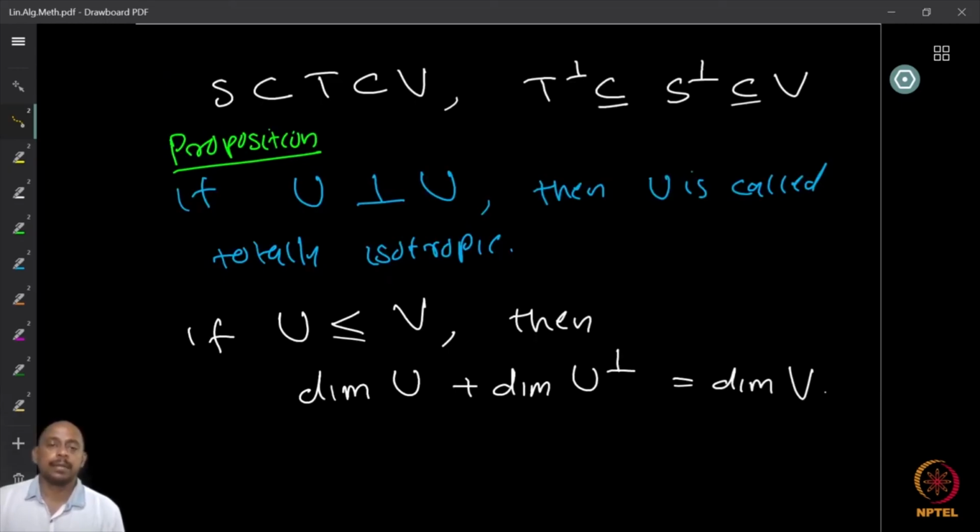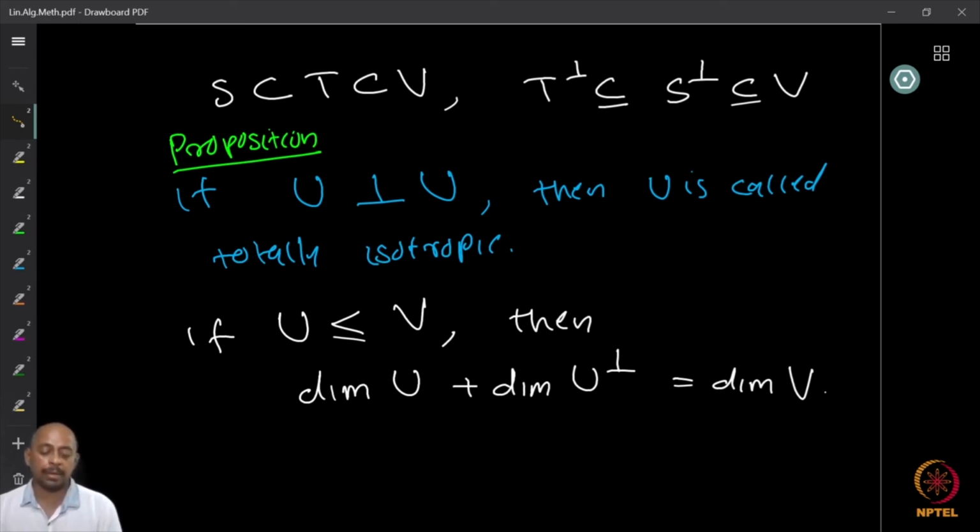Then if S is a subset of T, which is a subset of V, then T perp is contained in S perp, which is contained in V. This is something one can easily show just by looking at the previous definition. Now here is a proposition: if U is perpendicular to itself, so all the vectors in U multiplied with itself give you 0, then U is called totally isotropic. It's just a name.